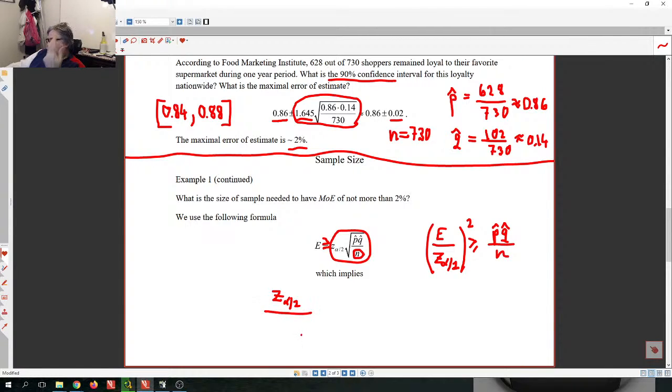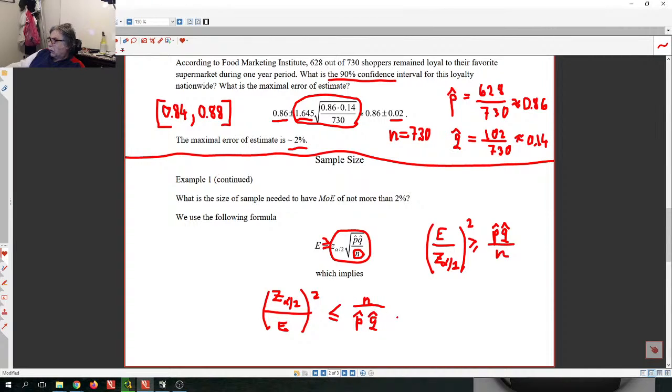It's actually a square, but you square the numerator and denominator, so you're basically flipping the fraction. Okay. You need to flip the sign of the inequality. From bigger or equal, now it's smaller than or equal. And I have n divided by p hat q hat. I flip that fraction too.